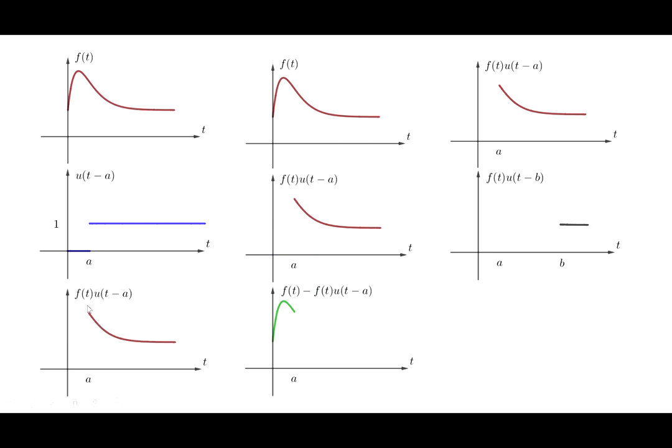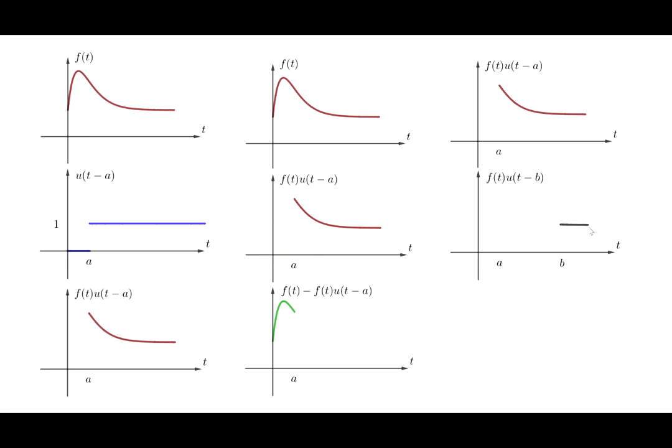In the same way, what is f of t u of t minus b if I were to say b instead of a? Then it is whatever the graph of f of t is from b to infinity. So b, let us say, is somewhere over here. B to infinity is just this sort of flattish portion. That's what I'm showing here. Cool? So f of t u of t minus a is this graph. F of t u of t minus b is this graph.